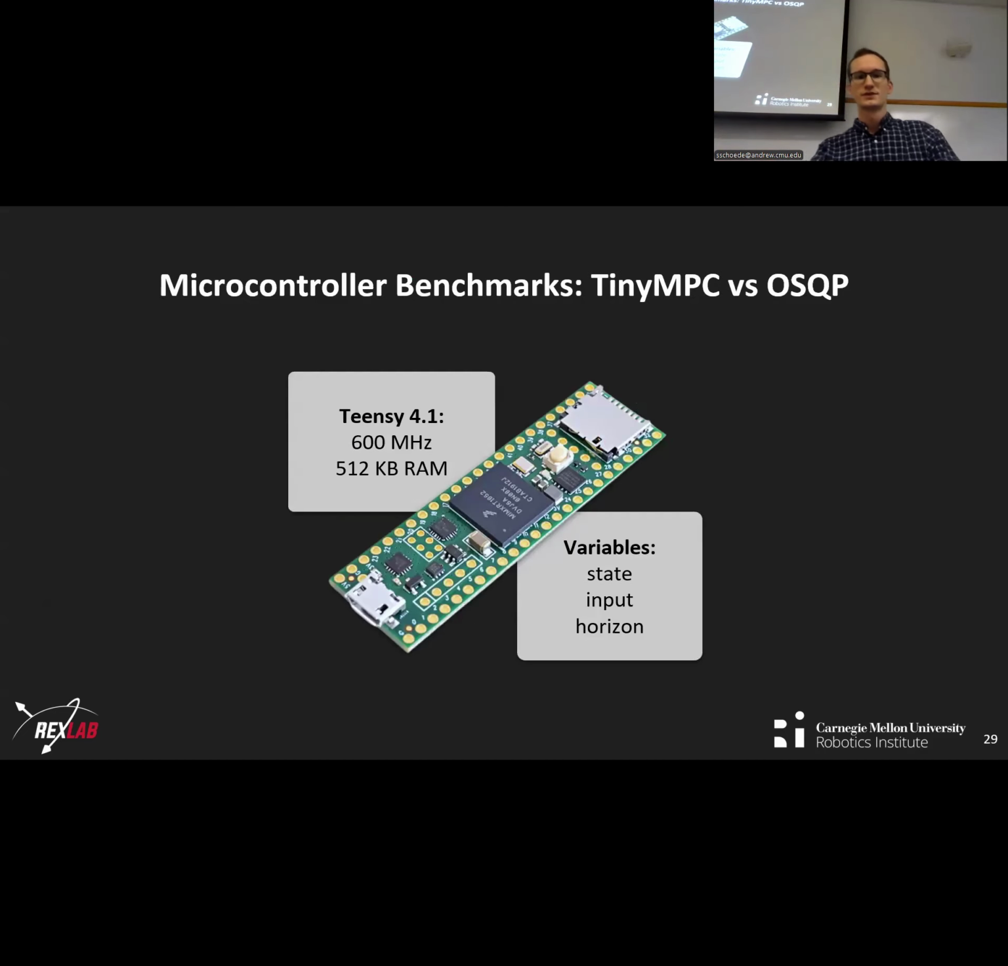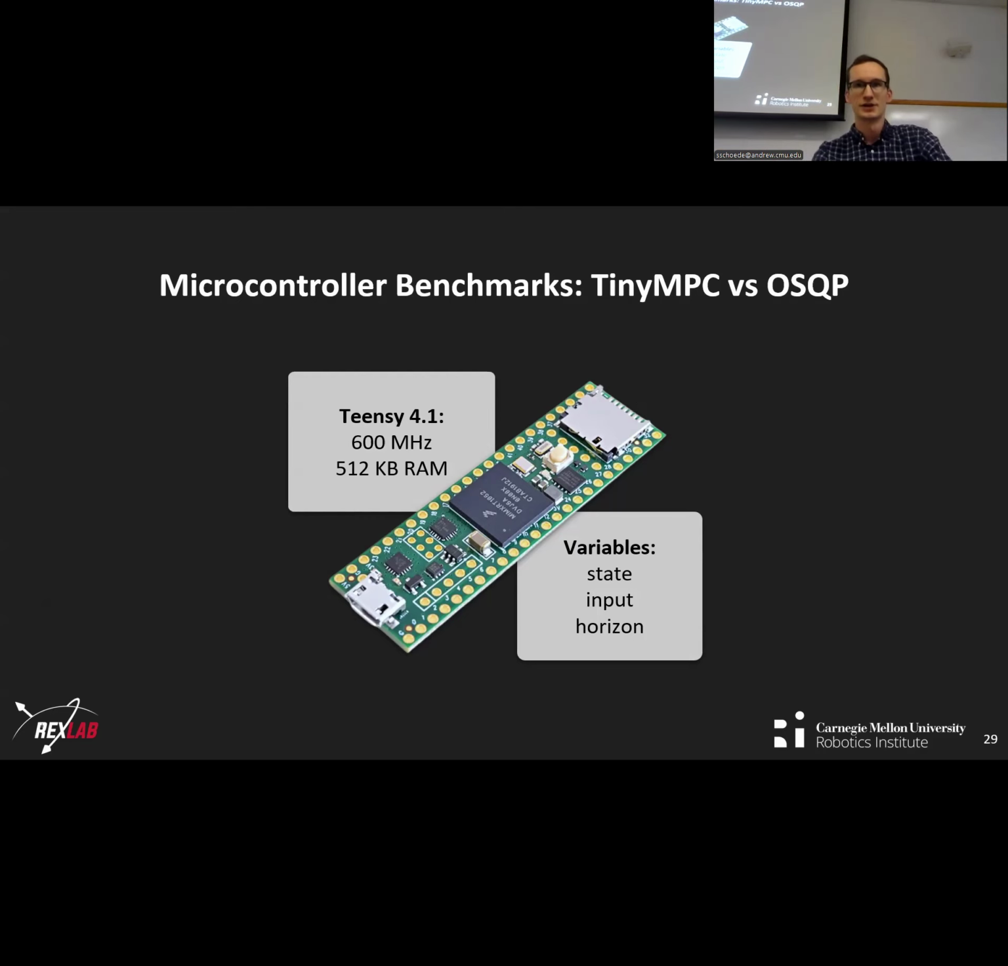Okay, so let's throw this on a microcontroller and do some benchmarking. We compared TinyMPC against OSQP, which it's based off of, on a Teensy 4.1 running various randomly generated model predictive control problems. The Teensy 4.1 is a pretty powerful microcontroller, and we chose this because we just wanted to get more data, and we knew that OSQP would take up a lot of RAM, so we wanted something with a little bit extra.